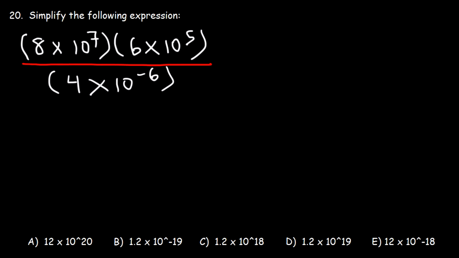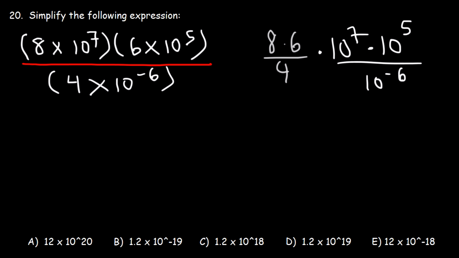Number 20. Simplify the following expression. So what is 8 times 10 to the 7 multiplied by 6 times 10 to the 5 divided by 4 times 10 to the minus 6? So what is that equal to? Well, the first thing we should deal with is the numbers 8, 6, and 4. So what we have is 8 times 6 divided by 4. And then we can deal with the exponents. So we have 10 to the 7 times 10 to the 5 divided by 10 to the minus 6.